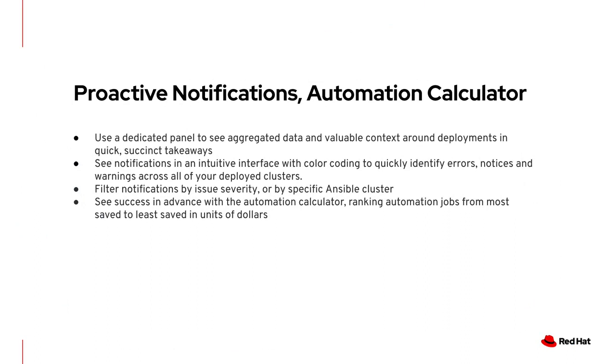Insights for Ansible comes with a tool to help better quantify the value of automation projects being run, especially when concise benefits need to be shown to different parts of the business. The ROI or automation calculator allows you to see automation success in advance based on how much of your estate you would like to automate, as well as allows you to rank automated jobs from most to least saved in dollar amount. This really helps drive home the value of automating in saving your organization time and money.